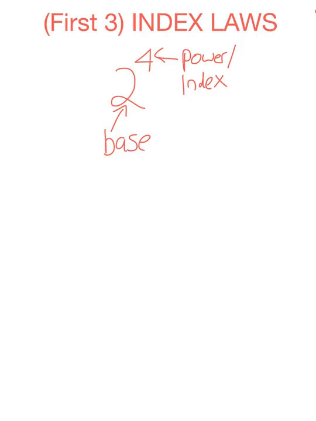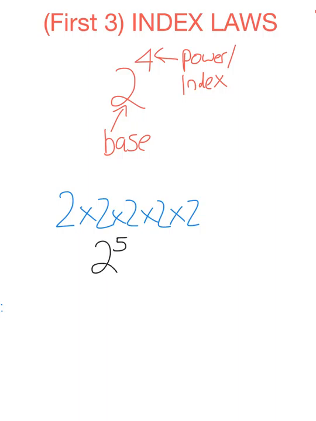So for the first law, let's say we had 2 times 2 times 2 times 2 times 2. So this is 2 multiplied by itself 5 times. The definition of that, what we've decided about indexes, is that this is 2 to the power of 5. So we've decided that that's what 2 with a superscript 5 means, 2 times by itself 5 times. This top form in blue is called expanded form, and the bottom is called index form, okay?